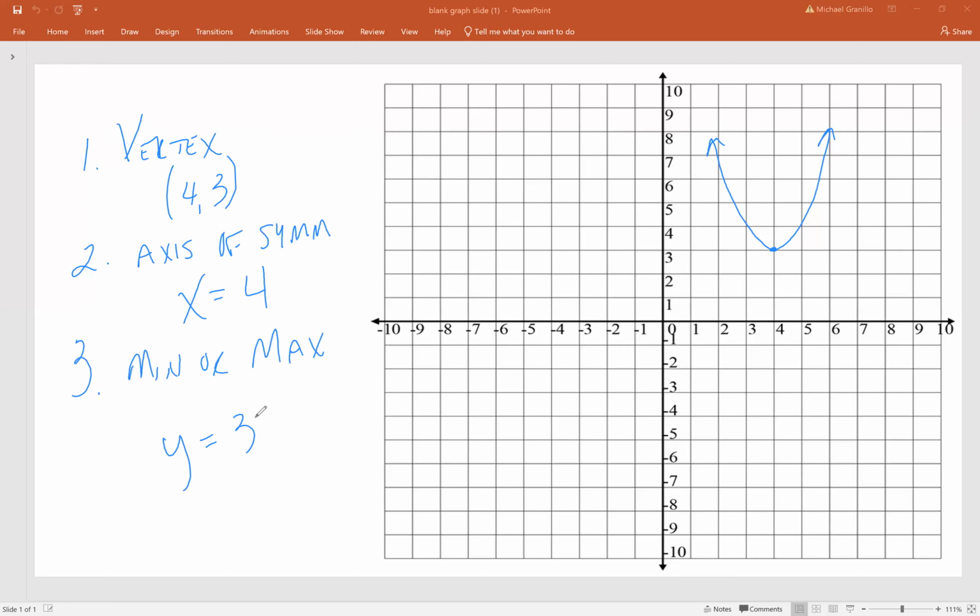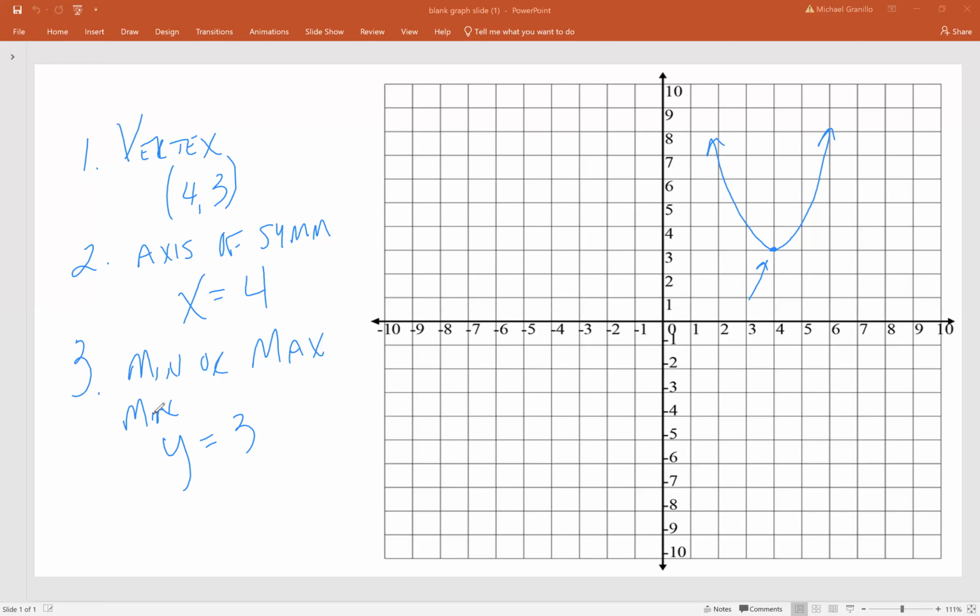But now is it a minimum or is it a maximum? Well, it's at the bottom of the parabola, right? If it's at the bottom, it has to be a minimum. Whoops, that's not it. There you go. It has to be a minimum. If it was at the top of the parabola, it'd be a maximum. So you're going to have a couple of problems where you're going to be asked to find those things, okay?